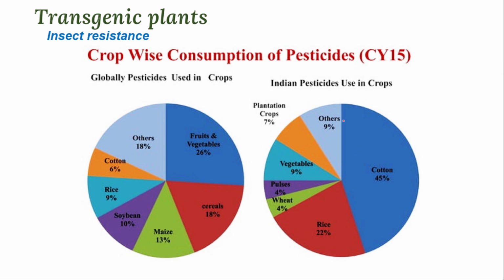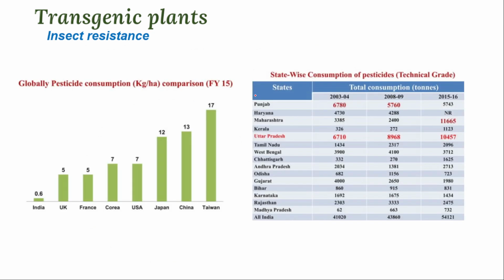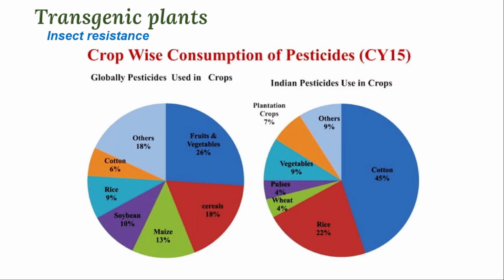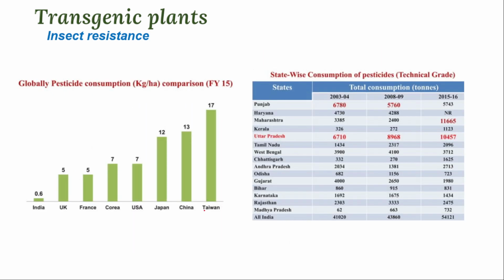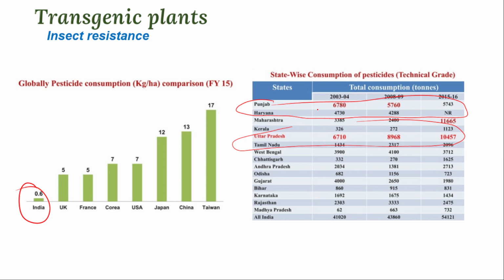And in India, you can observe that nearly 45% of pesticides are mainly sprayed on cotton, and 22% on rice and other vegetables. If you consider the consumption in India, it takes around 6% globally. We can observe the consumption here with respect to other countries. And if you take state-wise consumption of pesticides, we can observe Punjab and Uttar Pradesh consume lots of pesticides as compared to other states.